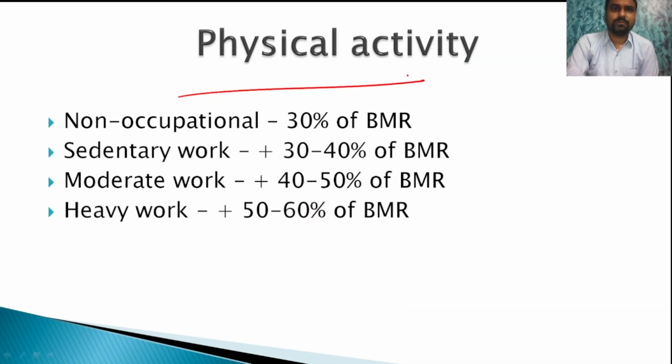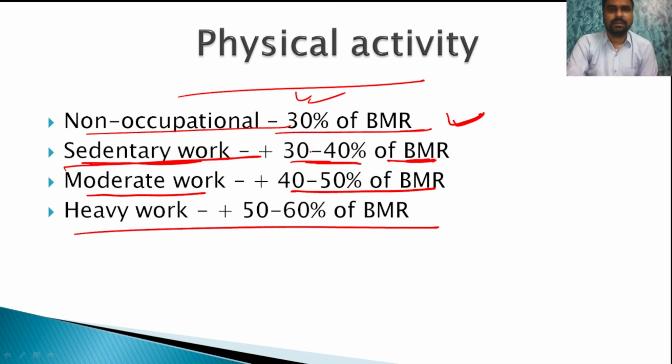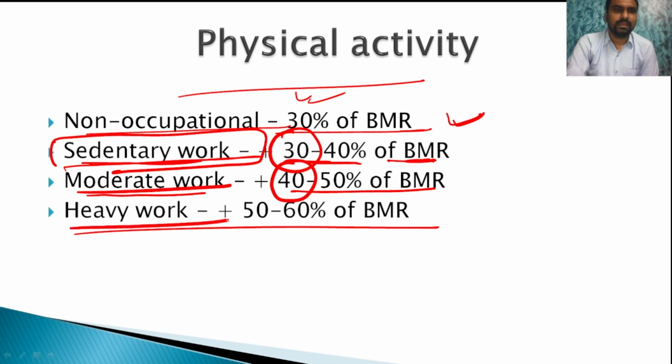For physical activity, for the non-occupational, around 30% of the basal metabolic rate energy is required. The person who is doing sedentary work requires 30 to 40% of basal metabolic rate energy. For moderate work it is around 40 to 50%, and heavy work 50 to 60%. As a general rule, for sedentary work the energy requirement is 30% of the BMR, for moderate work around 40%, and heavy work we consider as 50% of the BMR.